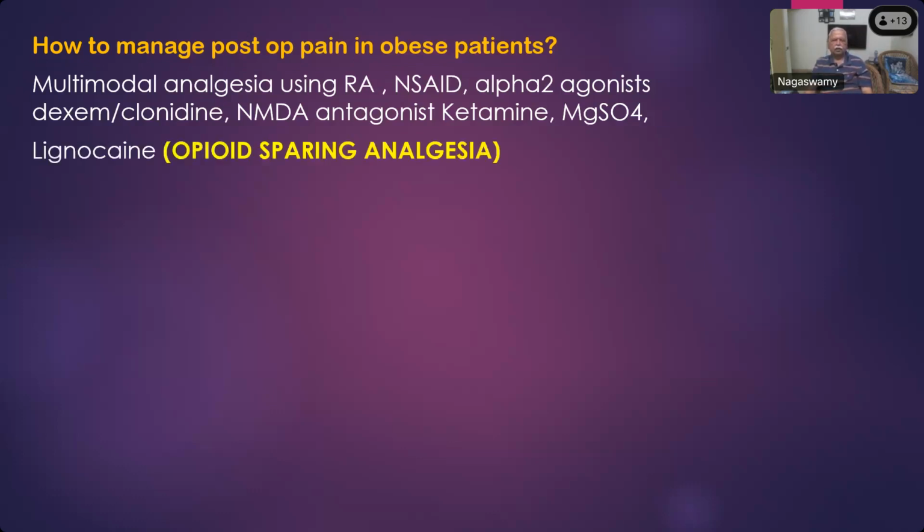lignocaine. So this usage of non-opioid drugs is called opioid-sparing analgesia. Okay, so that should be the first choice for obese patients because you don't want any respiratory depression, especially if they have history of OSA. This should be the ideal way. Then how to manage ventilation in the post-op period in obese patients?